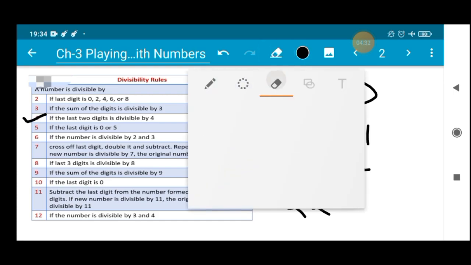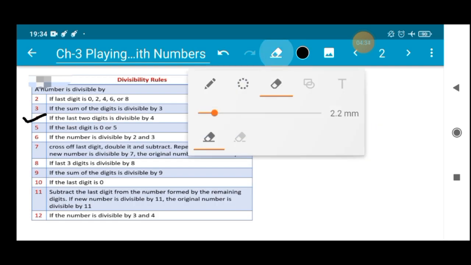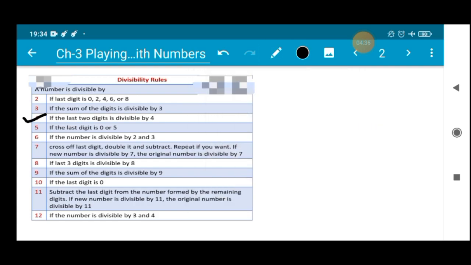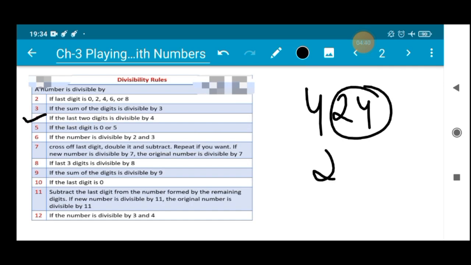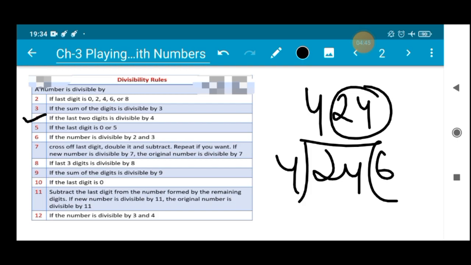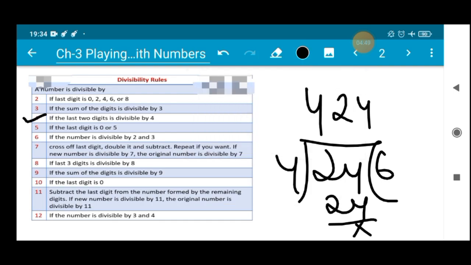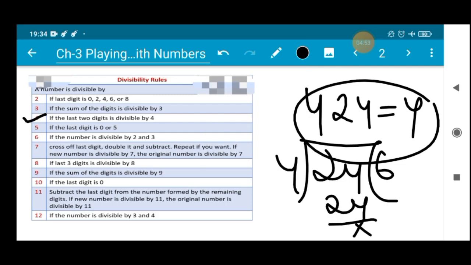So let's check another number. Let's check 424. We have to check with 24. Will 24 be divided by 4 or not? 4 sixes are 24. Yes, it is divisible. So we will say that yes, 424 will be divided by 4. So this is how we check.